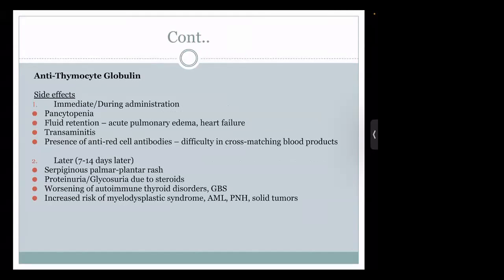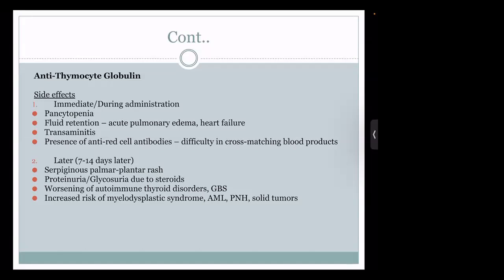The side effects of ATG, if we group them into immediate or later: immediate effects will be pancytopenia and also fluid retention, which includes acute pulmonary edema and heart failure. So it's very important before starting ATG that you make sure an echo is done, LVEF is preserved, as well as transaminitis, and presence of anti-sera antibodies. This side effect will make cross-matching blood products difficult in the future if we want to transfuse blood to these particular patients.